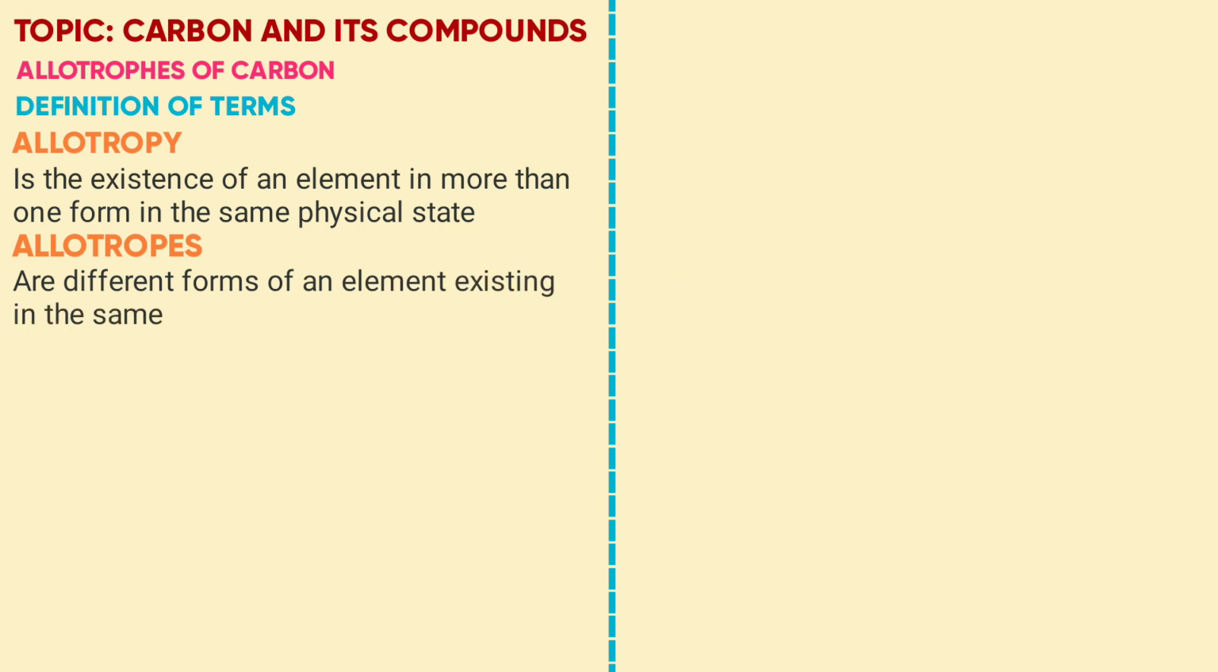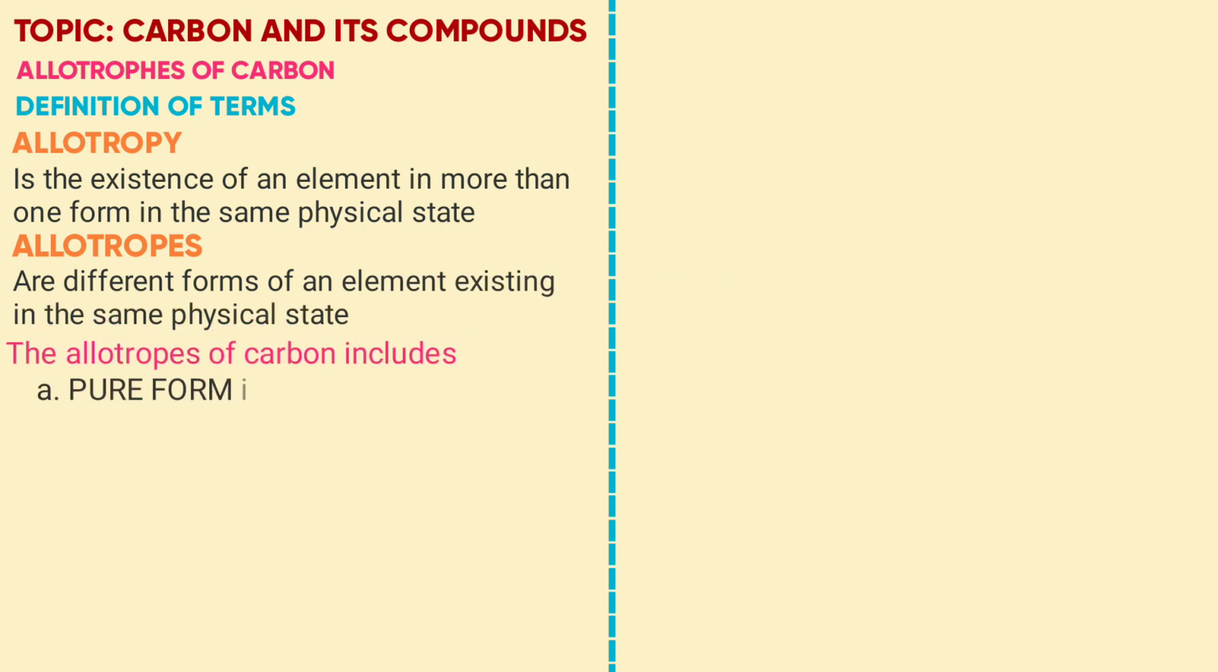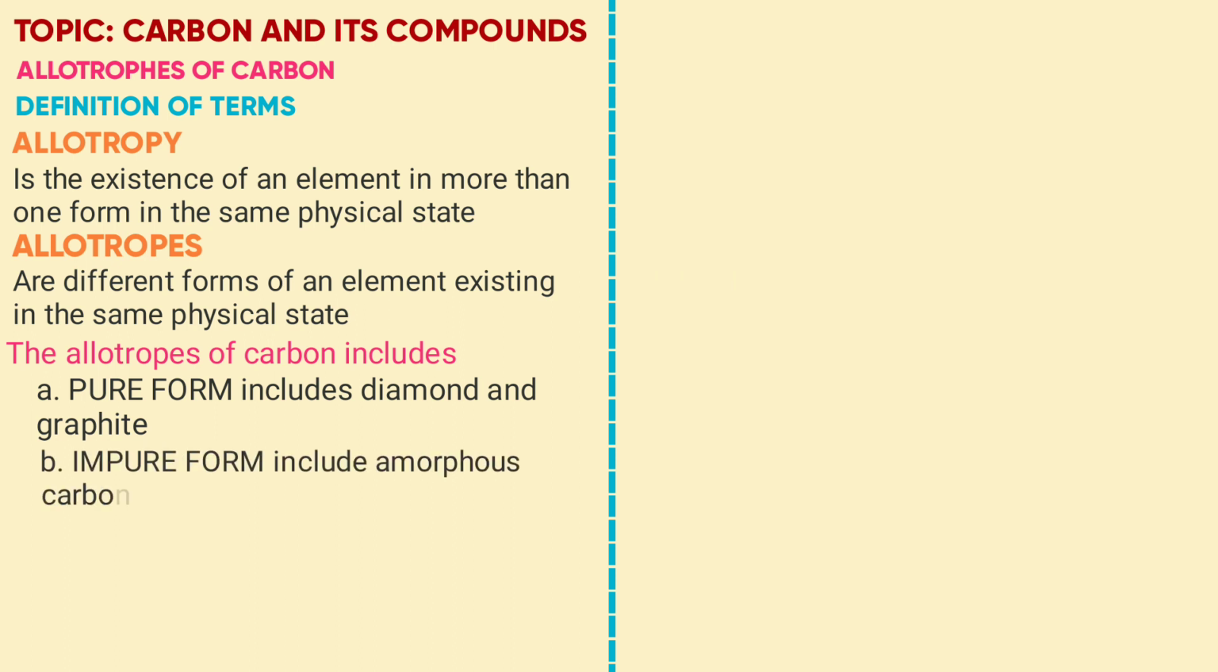Now, carbon has three types of forms. We have what we call pure forms, which include diamond and graphite. Impure forms, which include amorphous carbon, e.g. charcoal, coke, coal. Then the last one we have is what we call synthetic carbon, which includes fullerene.